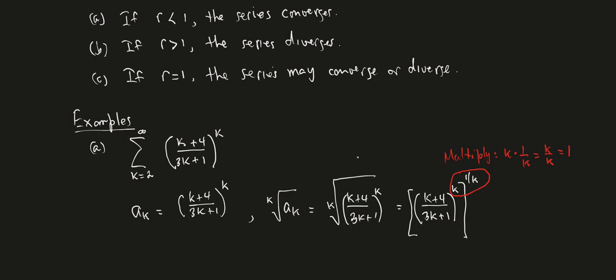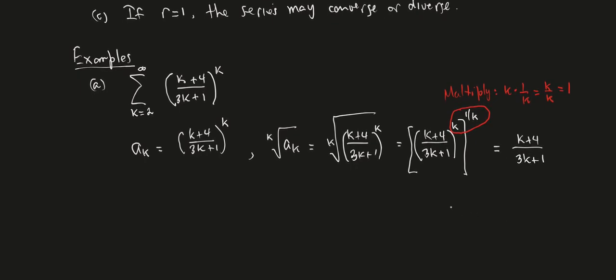All right, and once we have it, let's go ahead and write down what it simplified to. It's simply (k+4)/(3k+1), right? So that's the root of the kth term. And what the test is saying now is, if we can determine what happens to this expression as k goes to infinity, that's going to be our r. So r is the limit as k goes to infinity of (k+4)/(3k+1).